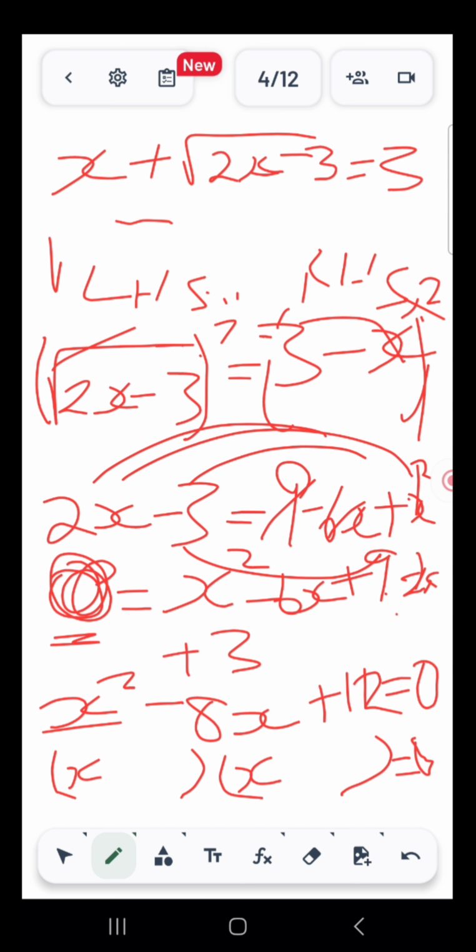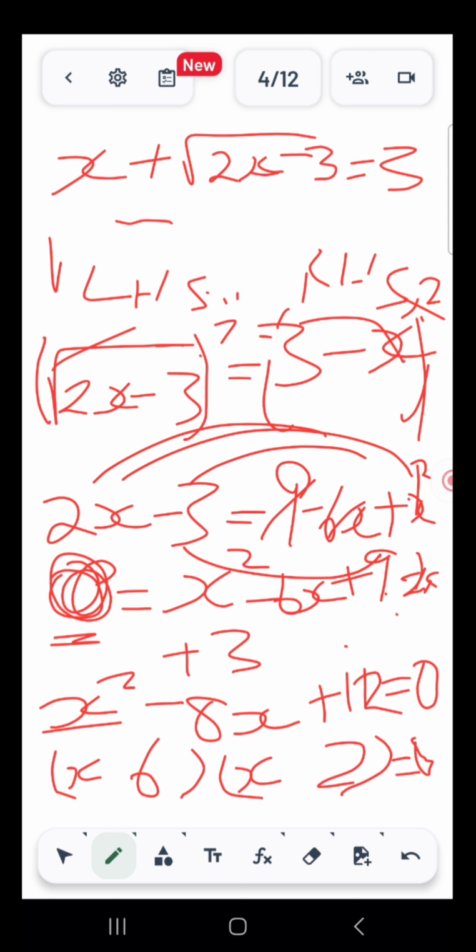9 plus 3 is 12. So we are looking for a number that when we multiply, it gives us 12, and when we add, it gives us 8. So let's look for multiples of 12. 1 times 12, 2 times 6. 2 times 6 is 12. 2 plus 6 is 8. So it means the numbers are 6 and 2, right?